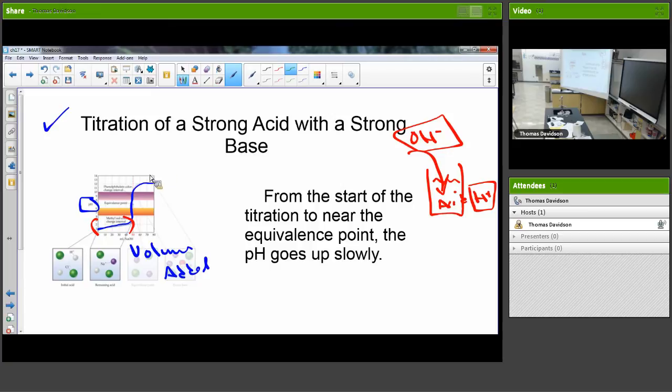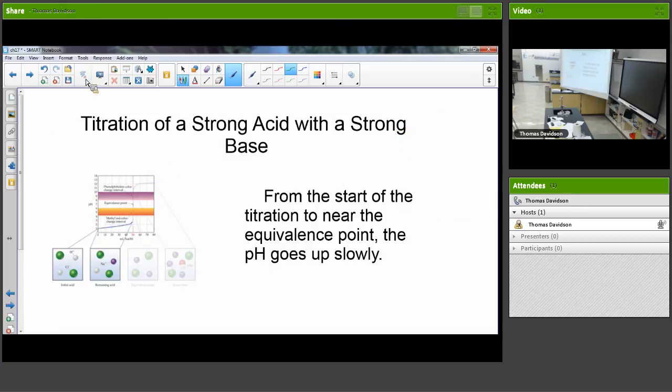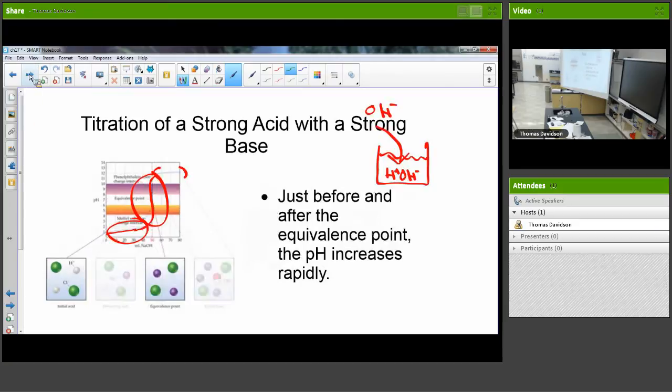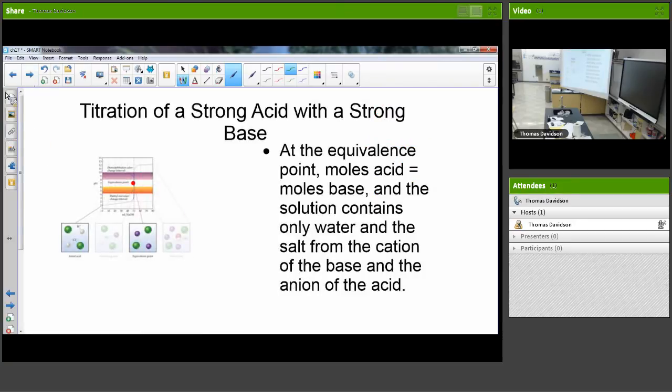All right, this is going to say what I just said, probably in a better way. From the start of the titration to near the equivalence point, the pH goes up slowly. Just before and after the equivalence point, the pH increases rapidly. That's why it's so much steeper. And then at the equivalence point, the moles of acid equal the moles of base, and the solution contains only water and the salt from the cation of the base and the anion of the acid. So at neutral, we just have salt water.